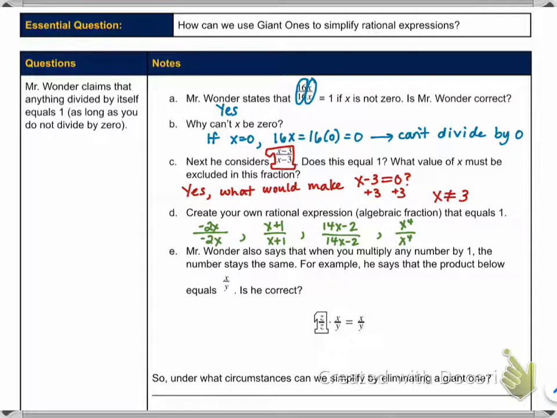So I'm really asking myself, any number times 1, does that number stay the same? Like if I do 1 times 4, that equals 4. If I do 1 times negative 10, that's negative 10. And if I do 1 times 19,000, that's 19,000. So yes, any number times 1 is just itself.